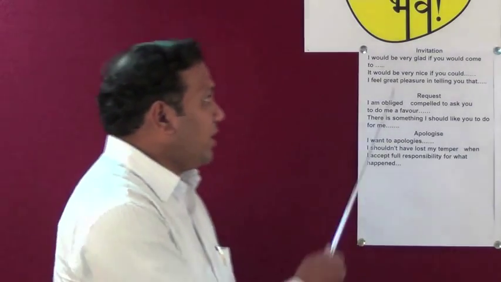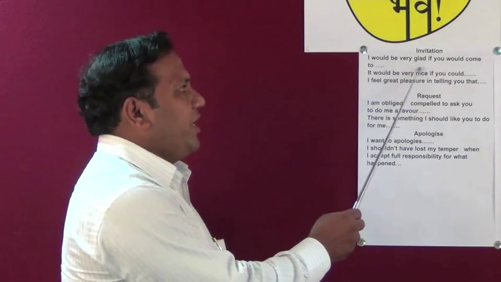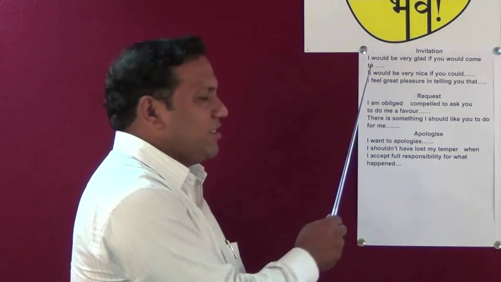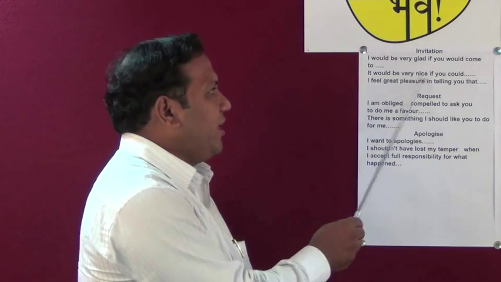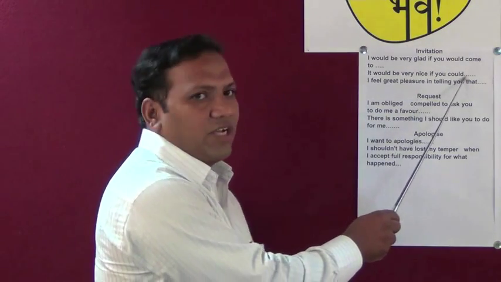Then there is another pattern or sentence that you can use for calling them to celebrate your birthday. One is here: I would be very glad if you would come to celebrate my birthday. This is one way of inviting your friend. If you don't like this, then I have another option. You may use this: It would be very nice if you could come and attend my birthday party on that date. You can write down.